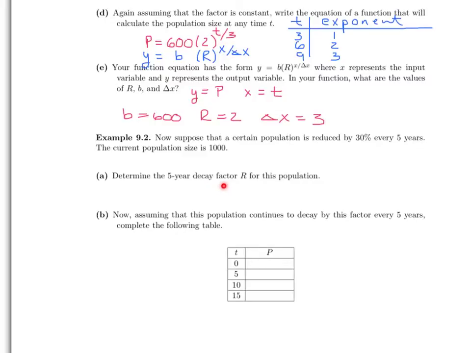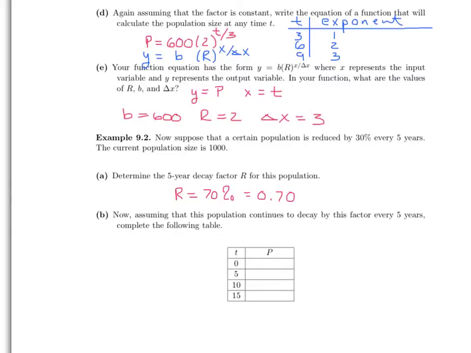Let's look at part A. Determine the 5-year decay factor, R, for this population. You may recall from earlier screencasts that the decay factor represents the percentage that's remaining, not the percentage that's lost. So in this particular example, if 30% of the population is gone, that means 70% is remaining. So our decay factor is 70%, or rather, we write it as a decimal, namely 0.70.